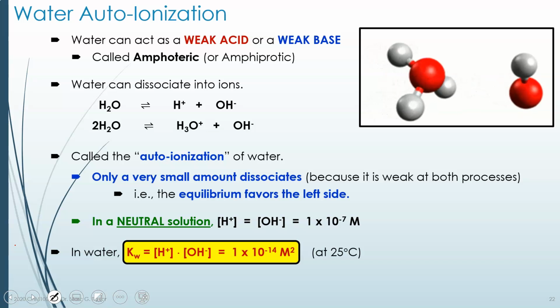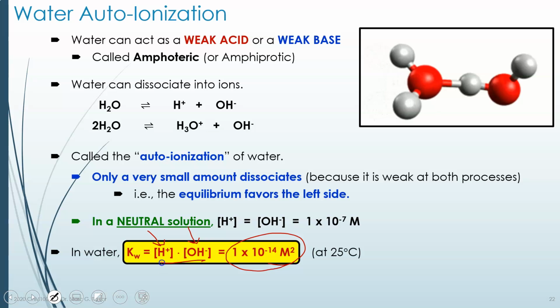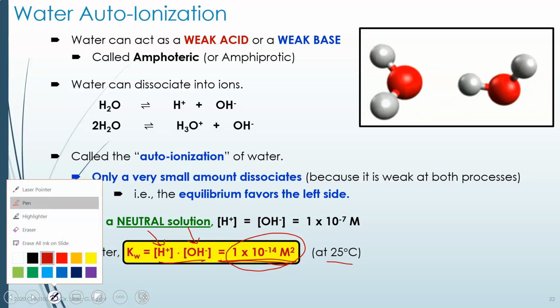Remember, each of these is in molar, so molar times molar is molar squared. The beauty of this is if I know the concentration of the hydronium ion, or the proton, that's the same thing, I can easily calculate the hydroxide concentration and vice versa, because multiplying these two together will always give me the same number at 25 degrees. At other temperatures the number varies a little bit, but we're not going to worry about that. You're always going to assume your problems at this level will be at 25 degrees.